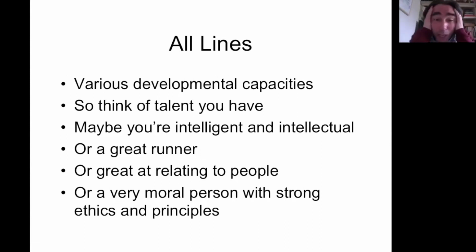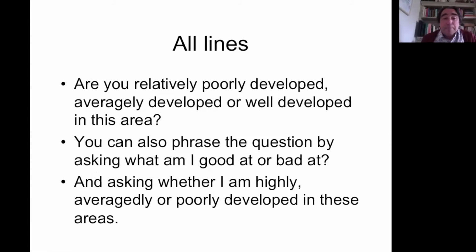So as well as quadrants, there's lines, and lines are various developmental capacities. So if you just think of a talent you have, maybe you're intelligent and intellectual, or a great runner, or great at relating to people, or a very moral person with strong ethics and principles. Are you relatively poorly developed, averagely developed, or well developed in this area? You can also phrase the question by asking a double-edged question, like what am I good at and what am I bad at? So maybe you're good at one thing and you're bad at another. So asking whether I am highly, averagely, or poorly developed in these areas is another way you can use lines.